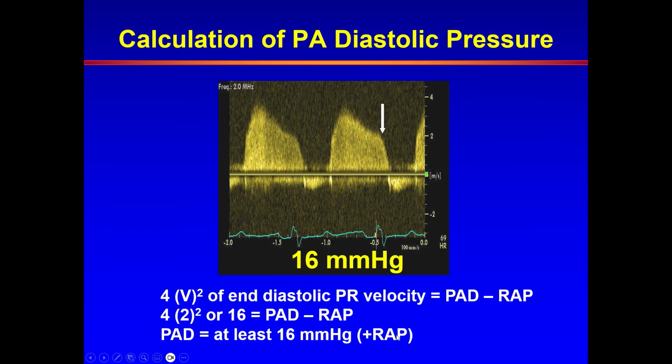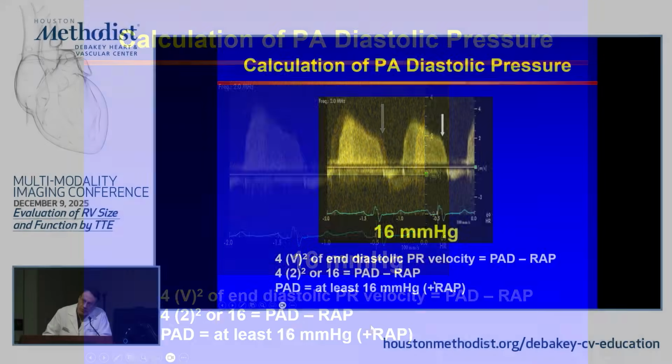So if we do the modified Bernoulli equation here, and we have an end diastolic velocity of roughly 2, we know that the PA diastolic is at least 16. These velocities are usually not going to be very high. Of course, there are patients where it could be high. A lot of the accuracy of the PA diastolic pressure estimation relies on how accurate you are in estimating RAP, and we need to remember that.